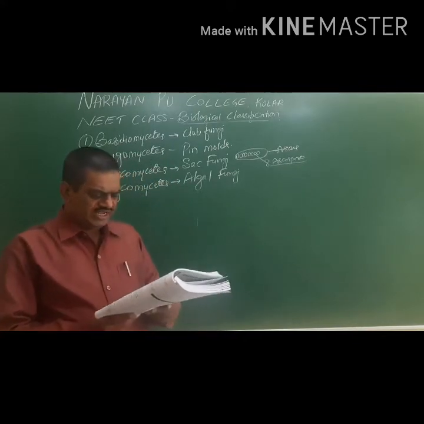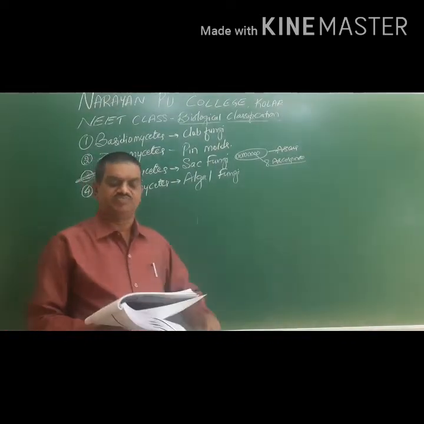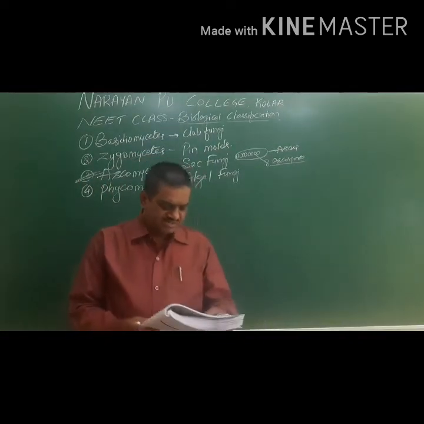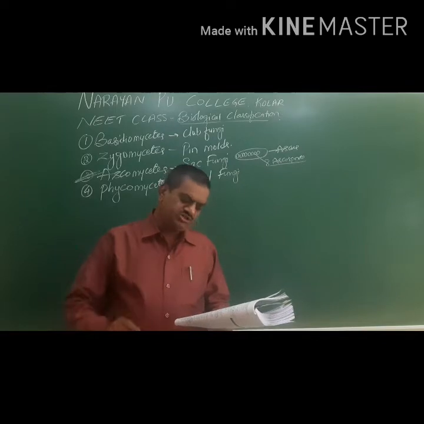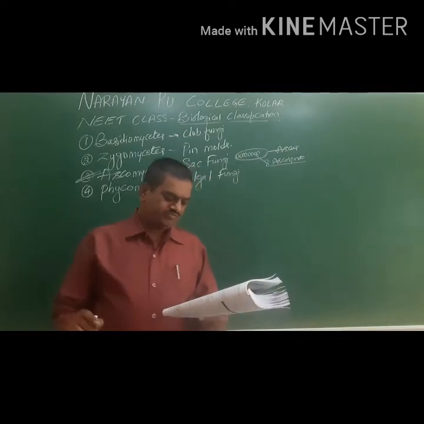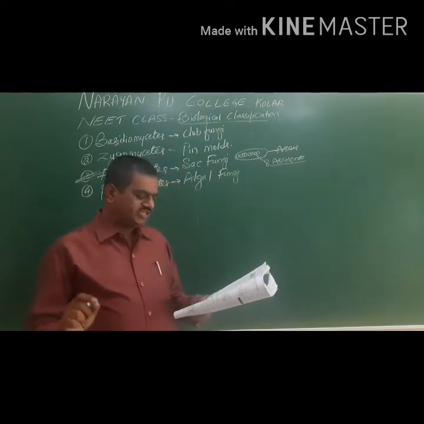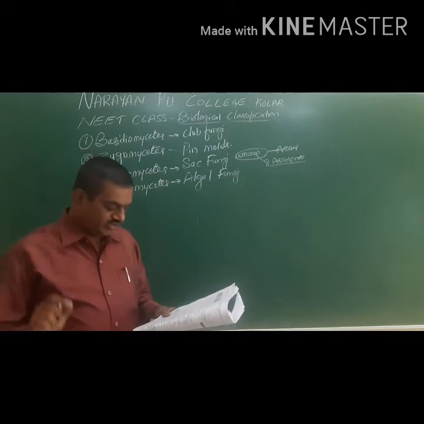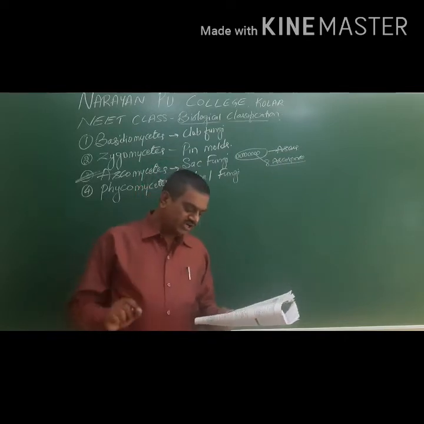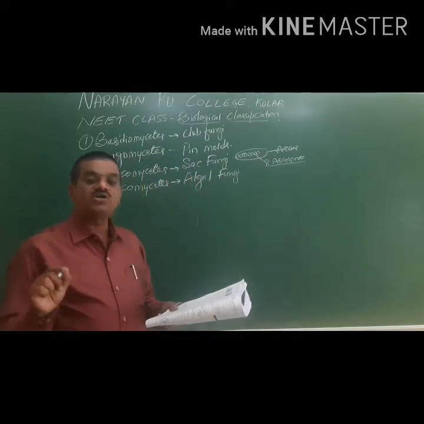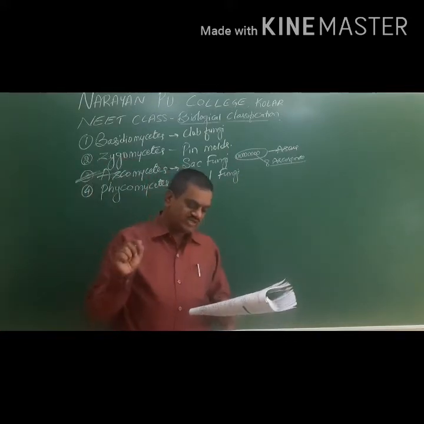Now we go for the next, 27. Cenocytic mycelium occurs in. The word cenocytic is nothing but multinucleated. Multinucleated mycelium is called cenocytic mycelium. The first option is Deuteromycetes, called imperfect fungi. The second is Ascomycetes, called sac fungi. The third is Phycomycetes, usually called algal fungi. And the fourth is Basidiomycetes, called club fungi.